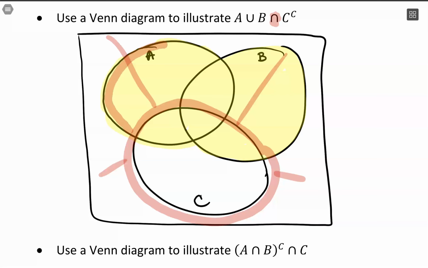I would have overlap here, and so I'd have that part of A that's not in C. I would also have this area where A and B overlap but are not in C, and I'd have this area for B that is not in C.